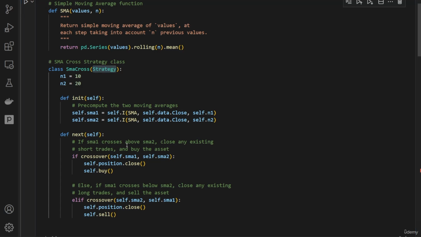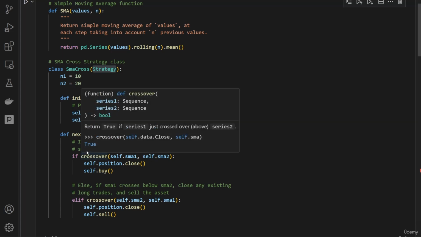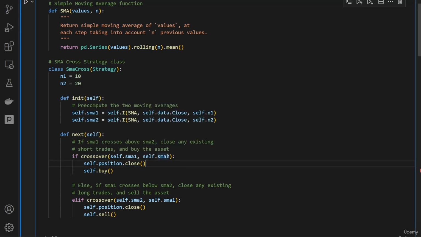Now, if the SMA1 crosses above the SMA2, we're going to close any existing short trades and buy the asset. And this is happening here. So if crossover(self.sma1, self.sma2), so we're comparing SMA1 and SMA2, we call self.position.close and then self.buy. Because if the SMA1, which is the faster moving average, is crossing above the SMA2, which is the slower moving average, we consider we have an uptrend. We can't keep shorting the market anymore. We have to go long. So we will close any short trades and we'll open long trades instead.